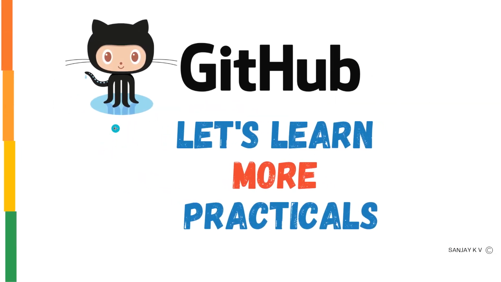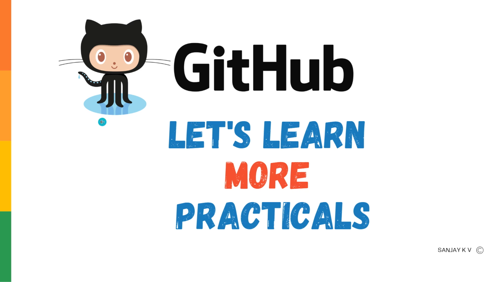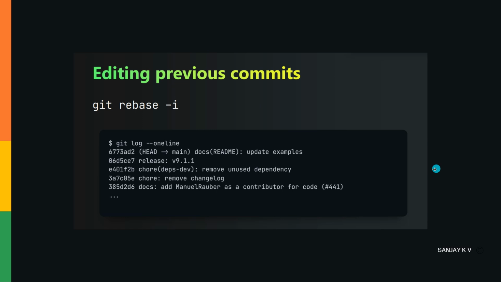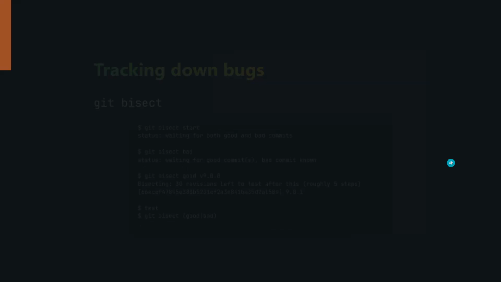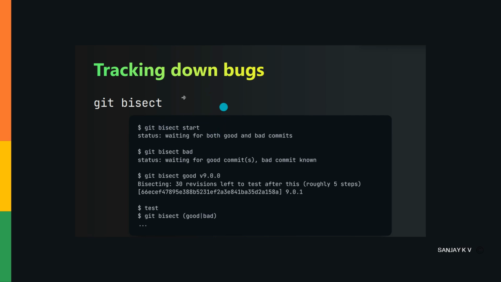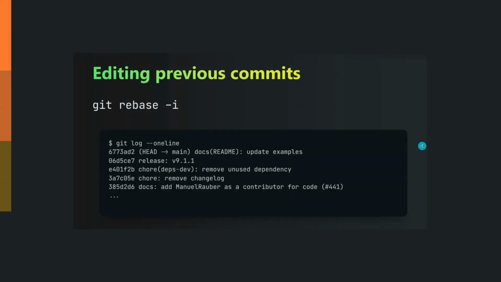All right, so we already done the practical session, so the slide was ahead of us. There are a few more commands which you can go and try out, which is basically git rebase -i, which will rebase your Git repository, and git bisect, which can help you track down any bugs in your Git version control. And editing previous commits, you can just use git rebase -i.